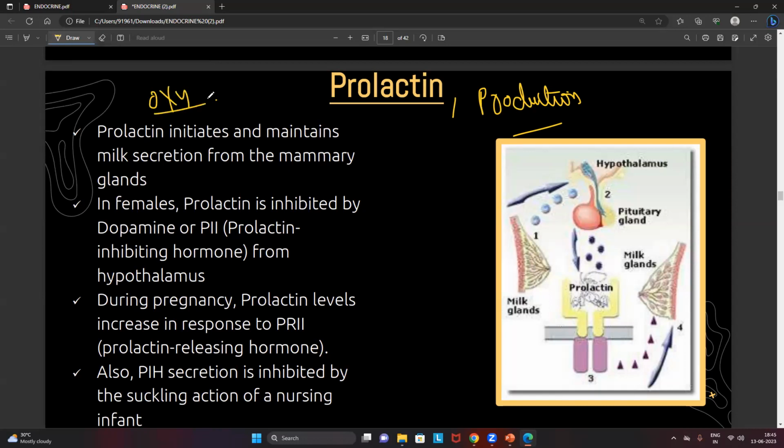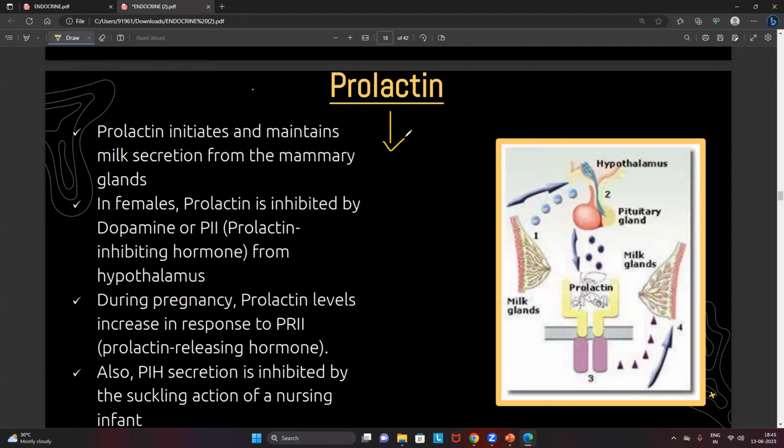Oxytocin is the one which is involved in the ejection. This is absolutely true. But what is the point you have to remember? Do you think prolactin will be active all the time in the body? No. Listen, try to understand what exactly I'm trying to explain to you.